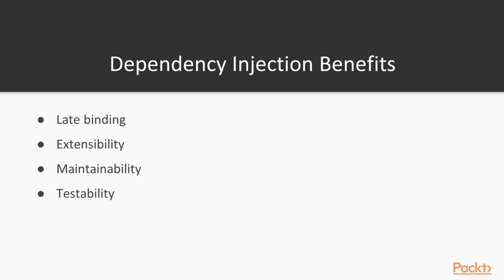Dependency injection has many benefits. It is great for late binding. The client has no idea which IWriter will be used until runtime. Extensibility is another big benefit here, because we can exchange IWriter with any other implementation, as we saw in the test where we replaced IWriter with a mock class. And as already mentioned, code becomes more maintainable and more testable.